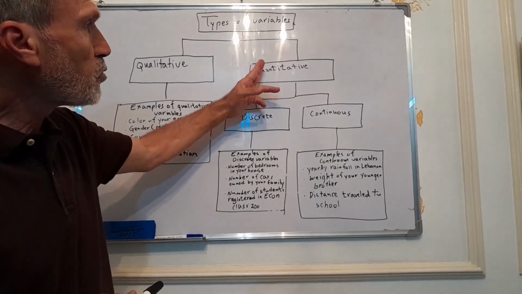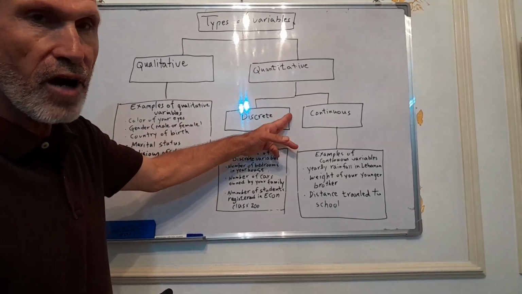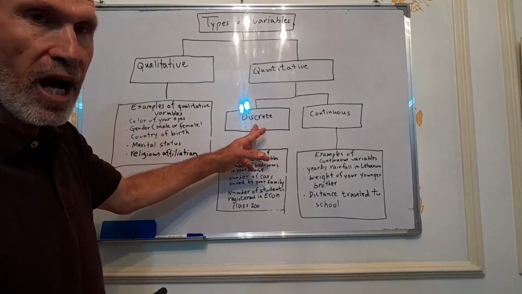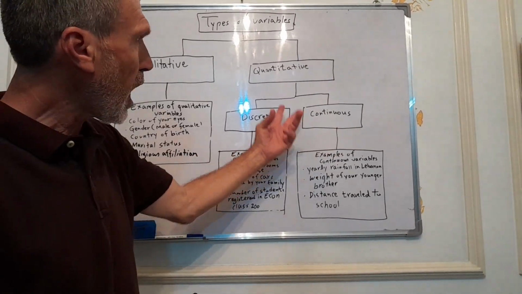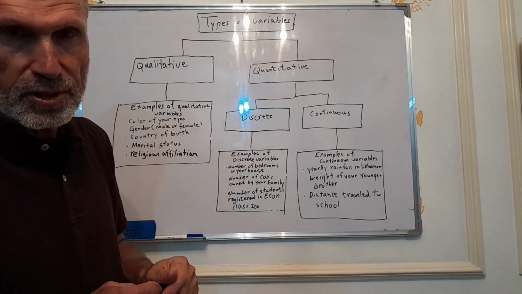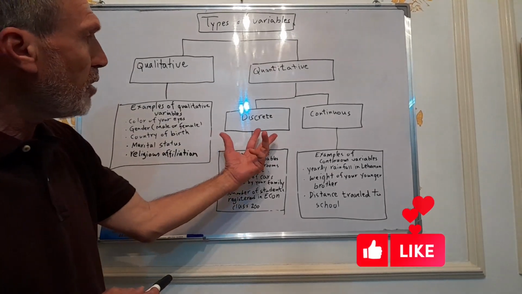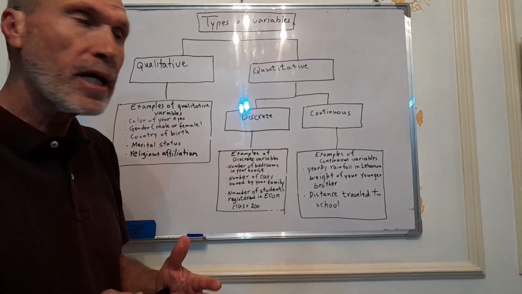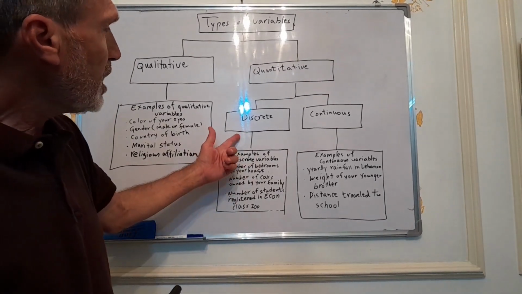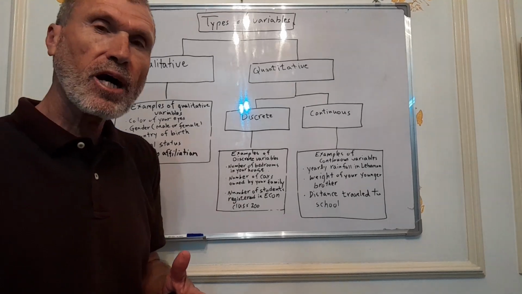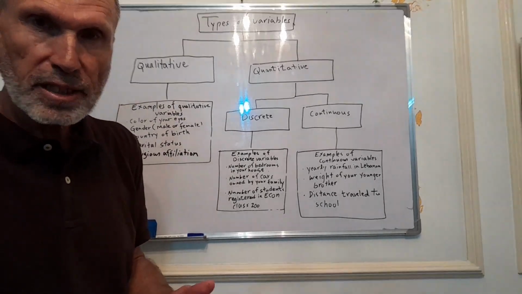Okay, we have two types of quantitative variables. We have discrete variables and we have continuous variables. Those are two types of quantitative variables. Okay, they basically assume numerical values. When you talk about discrete variables, they result from counting.